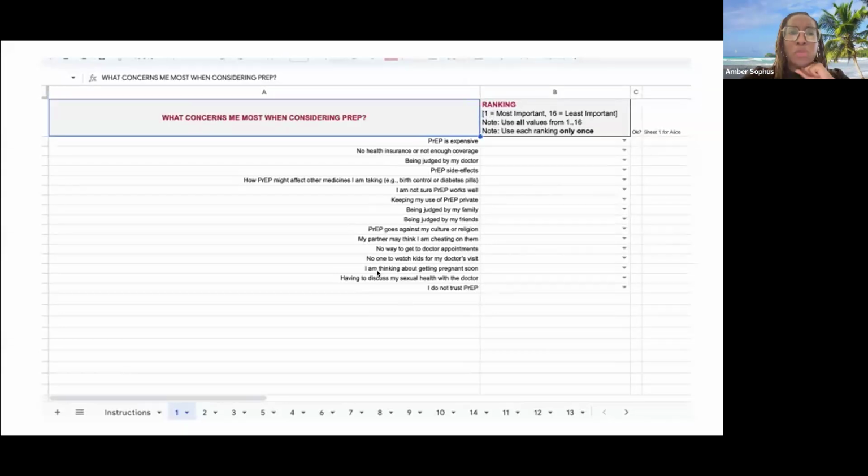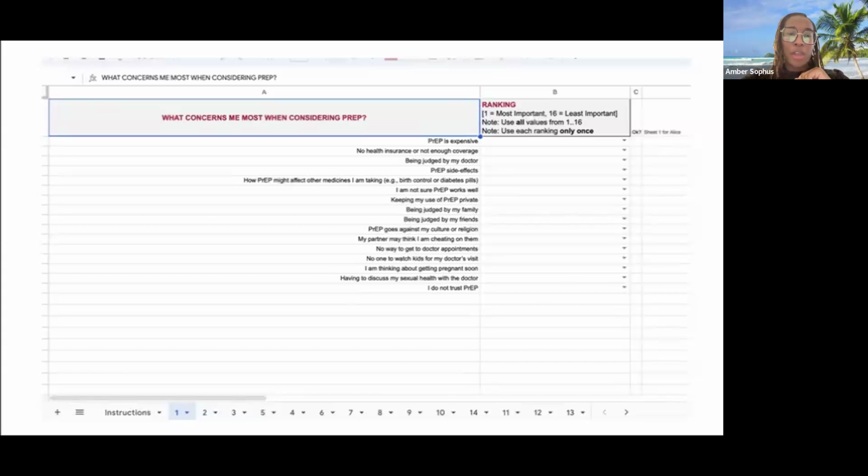And it's, what concerns me most when considering PrEP, with those 16 items that I wanted them to rank? 1 being the most important and 16 being the least important. I wanted them to rank everything only once. And I let them know that if they ranked anything twice, it would show bold red. And that would let them know that they gave 2 items the same ranking and they would have to adjust their ranked items. Only one numbered rank per item.